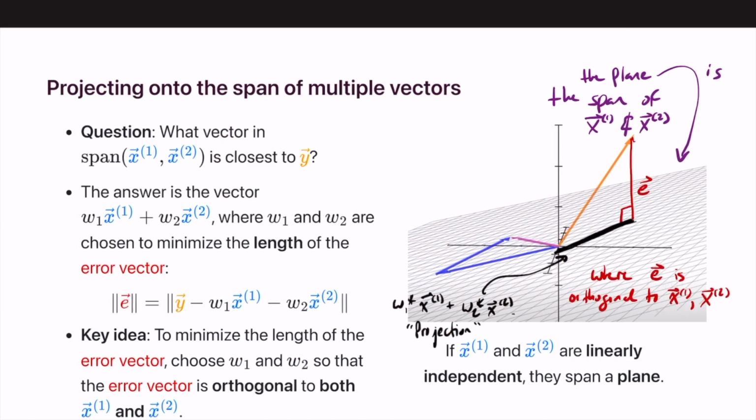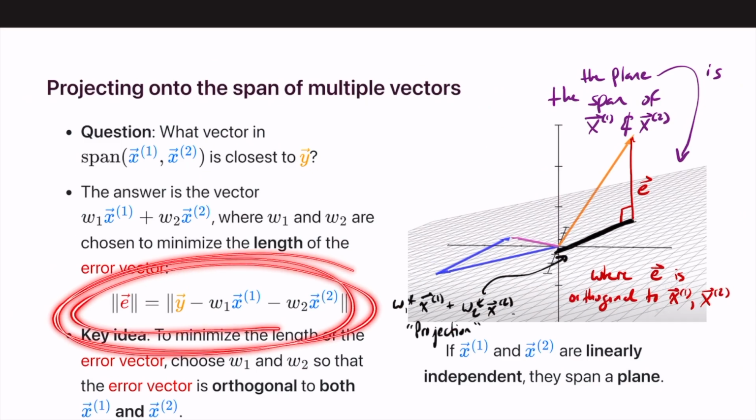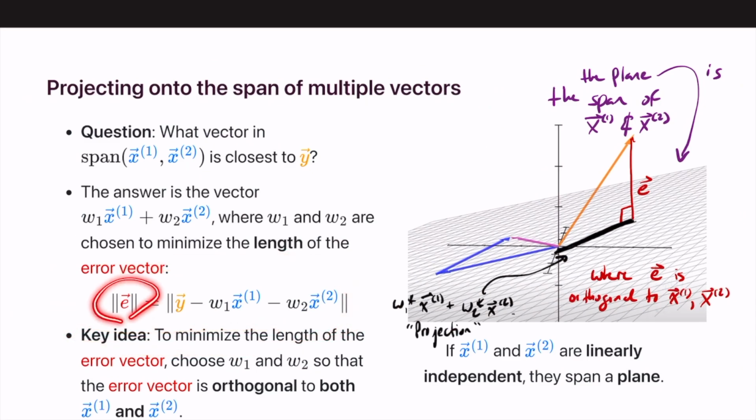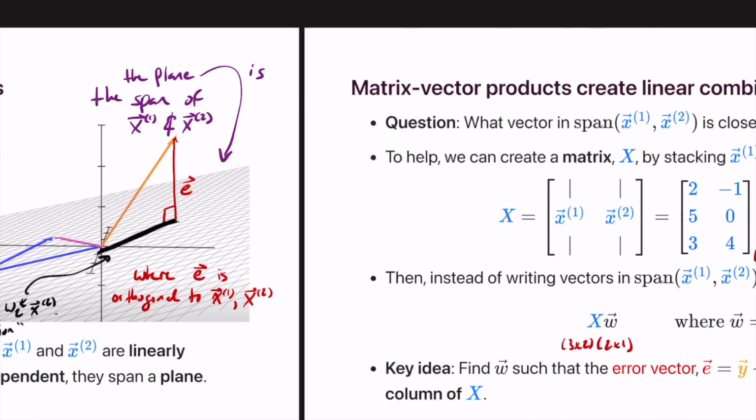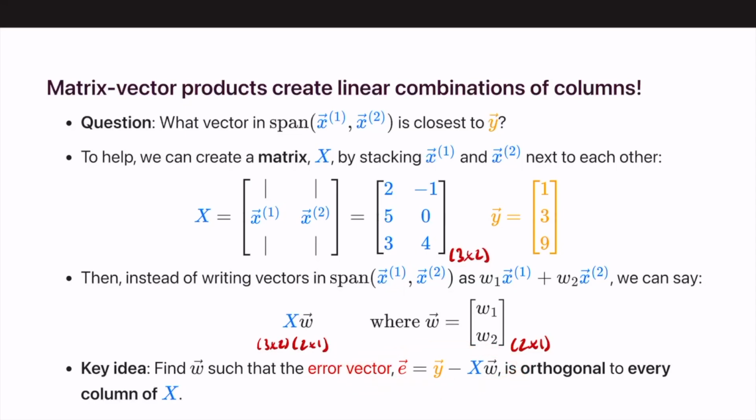And if we look back to this equation right here, this is looking at the length of vector E, which is going to be equal to the length of our Y vector minus these linear combinations of x1 and x2. But here we can rewrite it in a much cleaner way. I don't need to write the whole thing out, this is in the next slide. But just very quickly, we have this XW, which is equivalent to w1 x1 plus w2 x2.